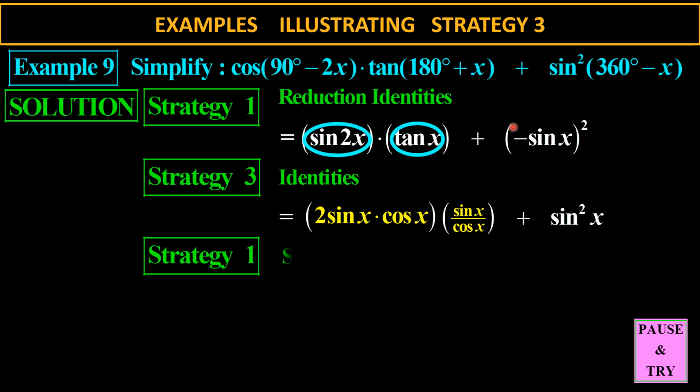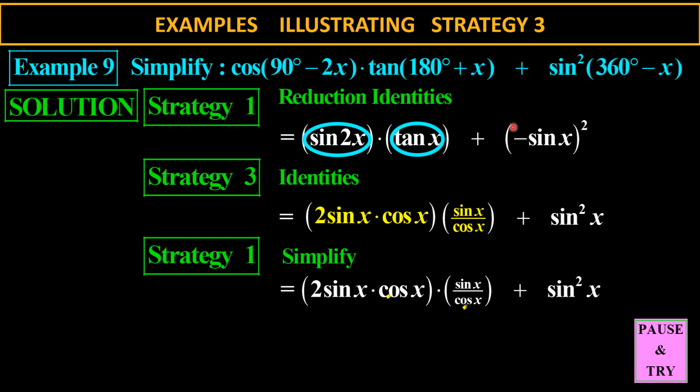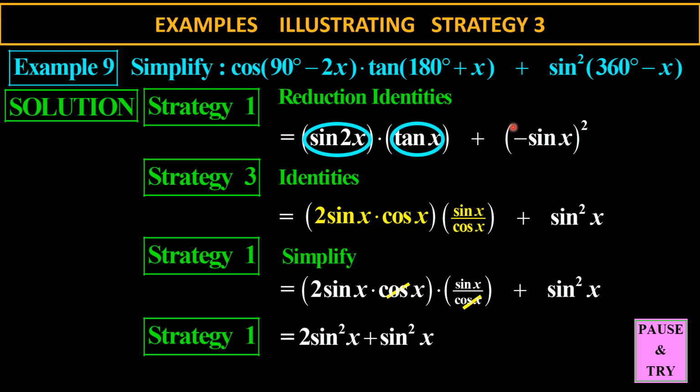Can I simplify? Yes, I can simplify by cancelling out the cosines. So I cancel out cosine and cosine. I can then simplify it, and that gives me 2 sine squared x plus sine squared x. Sine x times sine x is sine squared. Again, I try to simplify. That gives me 3 sine squared x. There we've simplified that expression there.